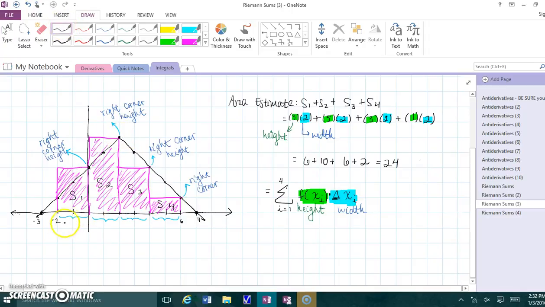And let's see what's going on. Once again, I'm from -2 to 6. I want 4 rectangles. And 4 rectangles in a span of 8 on my x-axis means they each have a width of 2. So 1, 2, 3, 4.